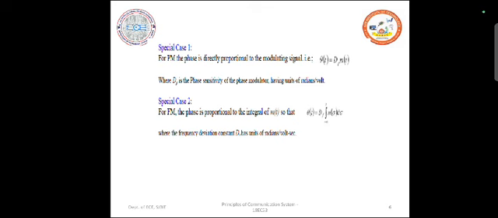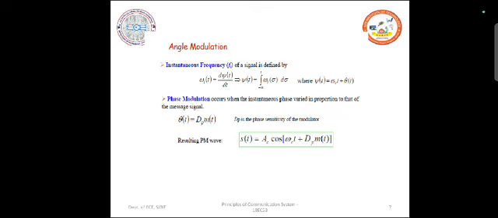So this deviation is very, very important. What is the equation for instantaneous frequency? We can write it as omega i of t is equal to d psi of t divided by dt, where psi of t can be written as the integral from minus infinity till t of omega i, which is nothing but the instantaneous angular frequency, a function of some variable sigma, where psi of t is omega ct plus theta of t. So phase modulation occurs when the instantaneous phase is varied in proportion to that of the message signal.